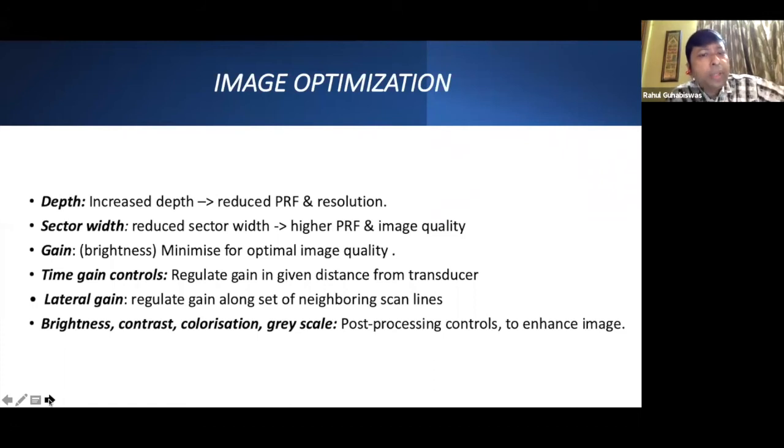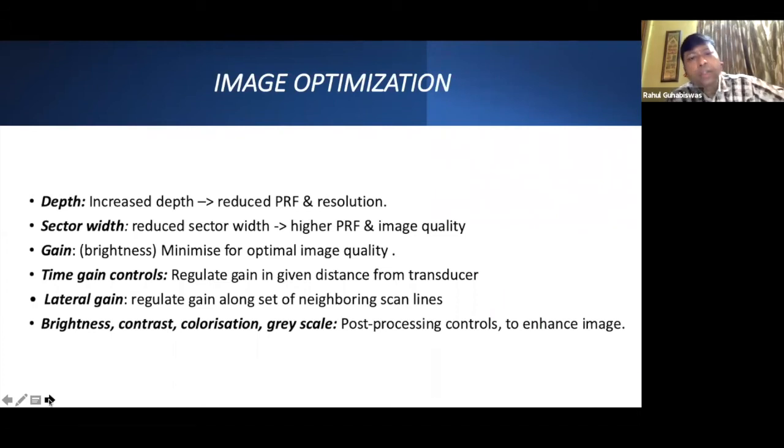Gain has to be minimized for optimal image quality. As a rule of thumb, fluid and blood should be black, myocardium should be medium gray, and pericardium and all calcification should be bright white on the gray scale.